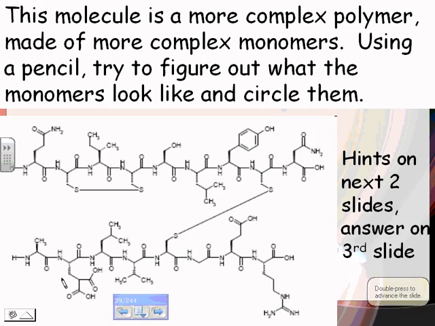So this molecule is a more complex polymer made of more complex monomers. This is a little bit harder than what you've seen before. Using a pencil, try to figure out what the monomers look like and circle them. If you're working at home on this, it's because you missed class. What I want you to do is pause this right now and see if you can figure it out. Just spend a few minutes looking at this, see if you can see any pattern. If you find a pattern, that's your monomer. So go ahead and pause, and I'm just going to keep on talking and do it.